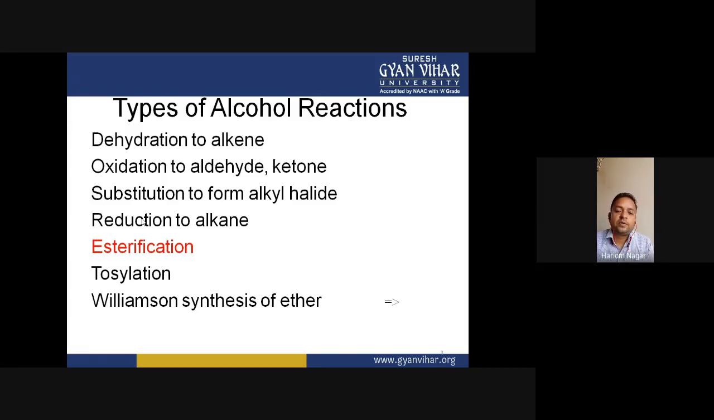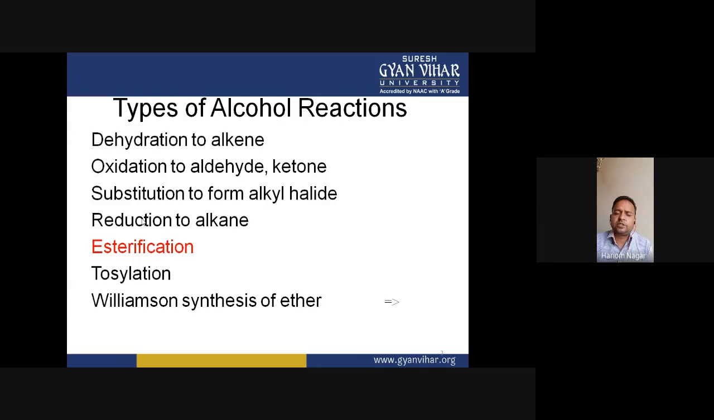If you talk about reduction, then reduction can be carried out by insertion of electron, or by addition of hydrogen, or by removal of oxygen. So we are talking here about the third type of process: removal of oxygen from the alcohol gives alkane. Direct question comes in the exam. You must remember this thing.